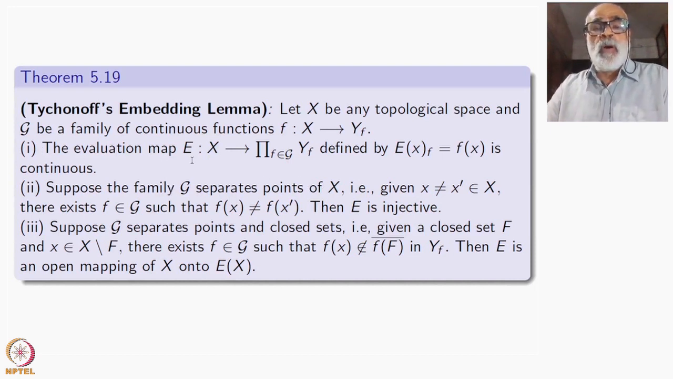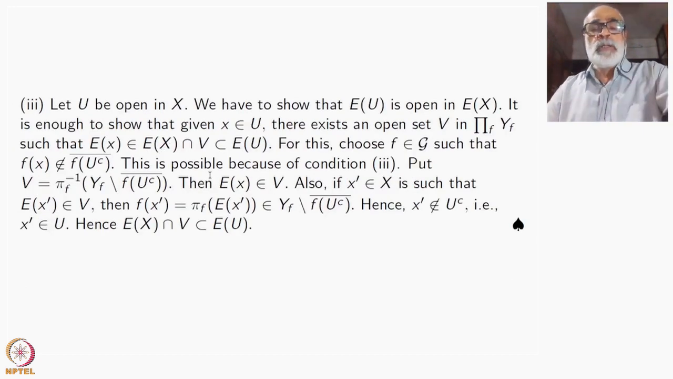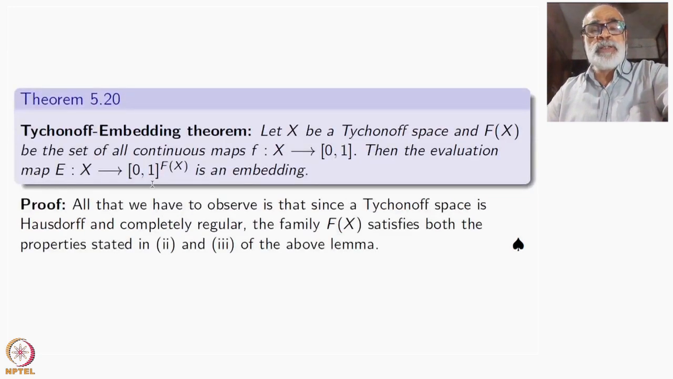Of course, the evaluation map is always continuous. There is no extra assumption on this family G. So, 2 and 3 come only because we have assumed X is a Tikhonov space. So the conclusion is, for every Tikhonov space, the evaluation map from X to the product of [0,1] taken F_X times, namely indexed over the family of continuous functions from X to [0,1], is an embedding.